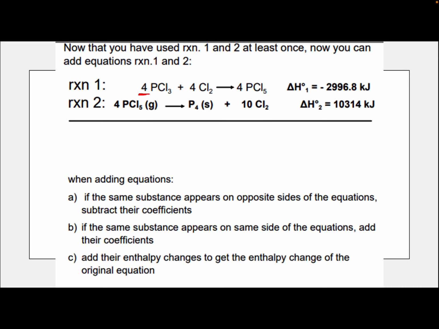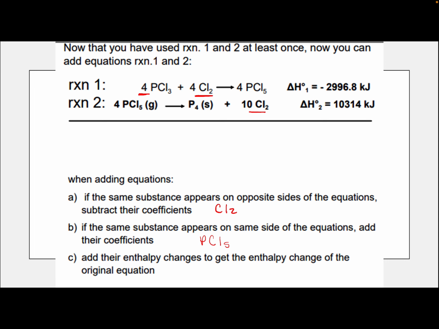So continuing on, when adding the equations, if the same substance appears on opposite sides of the equation, we subtract their coefficients. So this is where now we're taking this valuable information and going back to those steps. Our chlorine is on opposite sides, so therefore we're going to have to subtract their coefficients. So we're going to do that afterwards. If the same substance appears on the same side of the equation, we're going to add their coefficients.